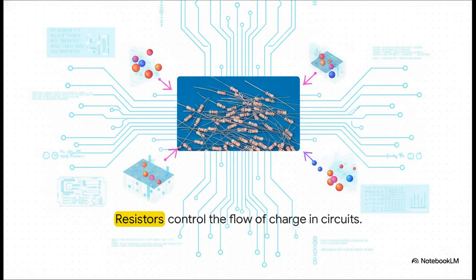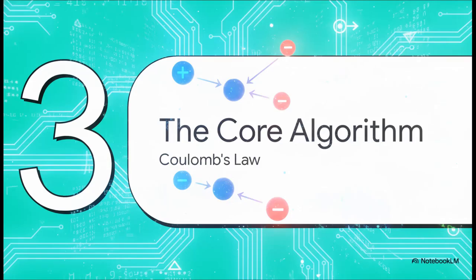And by deliberately combining these two environments, like using components such as resistors to choke the flow or semiconductors like silicon to direct it, we actively manipulate that traffic. This precise control over the electron highway in the gridlock is literally the foundation of computers, telecommunications, and basically the entire hardware setup of our modern digital world. Which brings us to section 3. The core algorithm, Coulomb's law.